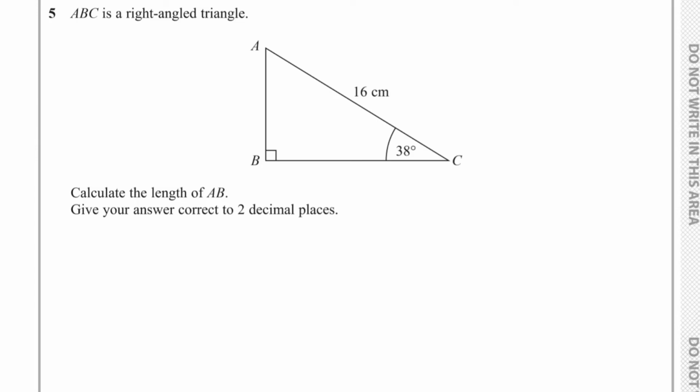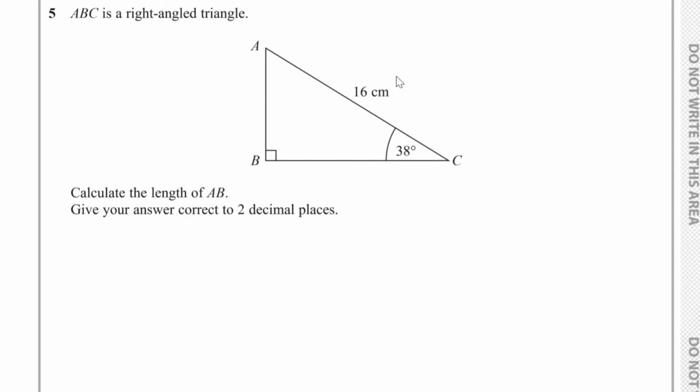Question number 5. ABC is a right-angled triangle, and we see that AC is 16 centimeters. The angle ACB is 38 degrees. We have to calculate the length of AB to 2 decimal places.